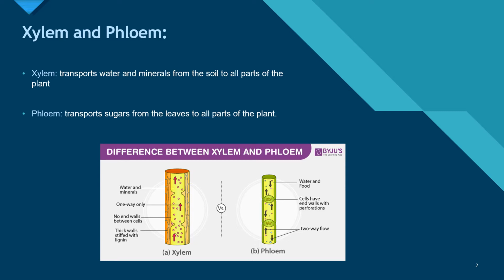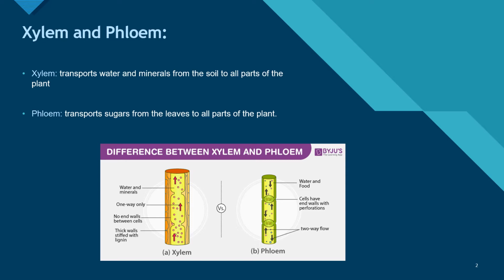So xylem transports water and minerals from the soil to all parts of the plant. So xylem, think water and minerals. It's one-way only, and it has no end walls between the cells and thick walls. It has really thick walls.